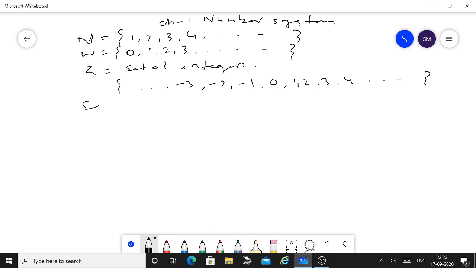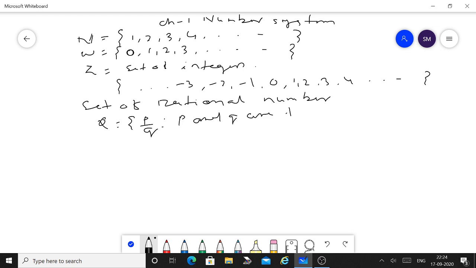Then next, the set of rational numbers. The rational number is the number which can be represented in the form of p by q, where p and q are integers, and one thing more: q is a non-zero integer. Denominator can never be 0.